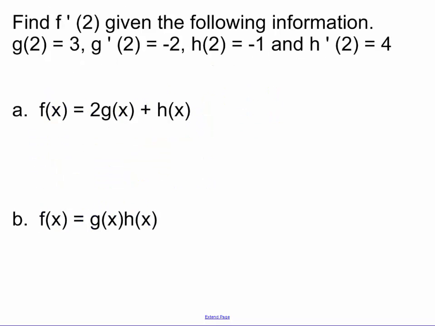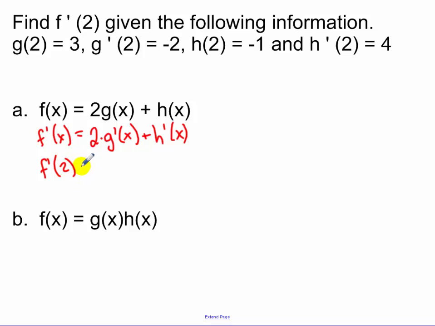Our next example, I give you some information. We have to find f prime of 2, given all of that information. So first, and I want you to show me this work, I want you to show me that you know how to find the derivative of this in notation without plugging in 2 yet. So that's just following our basic rules. Now I want you to show me plugging in the 2.